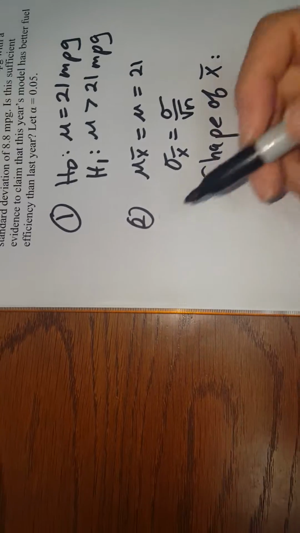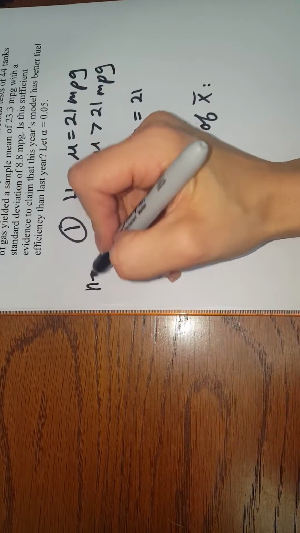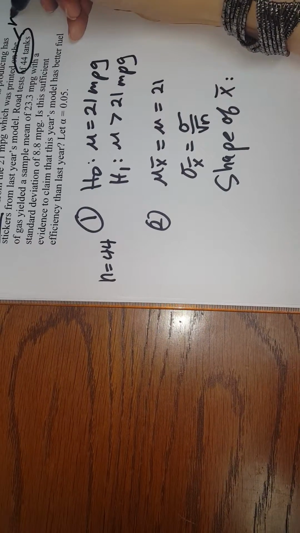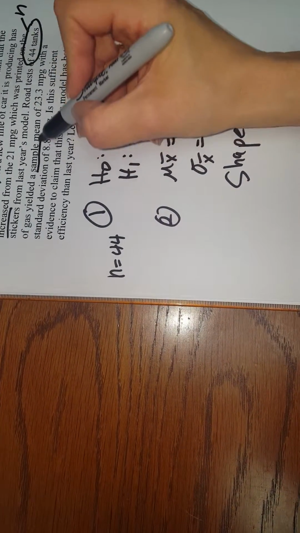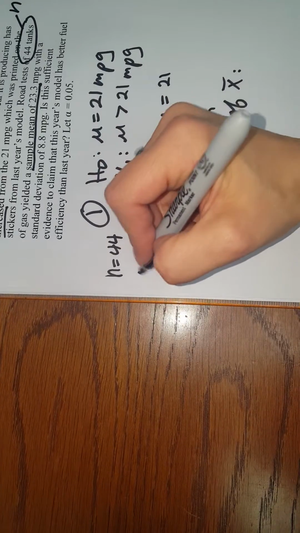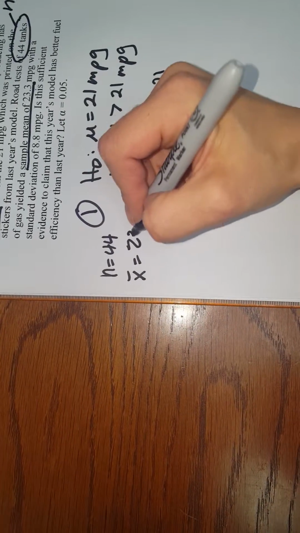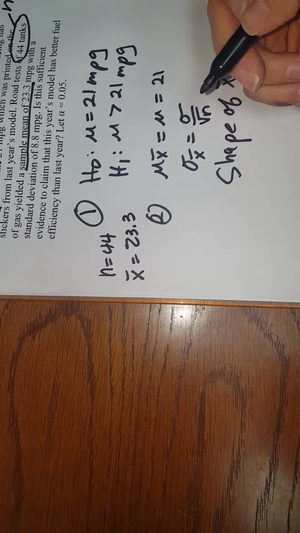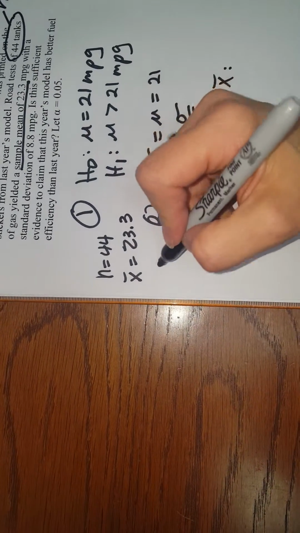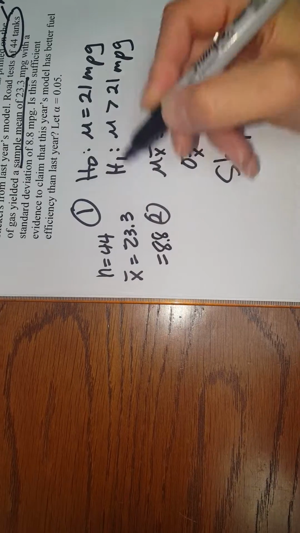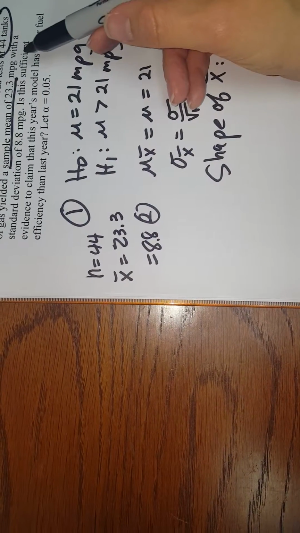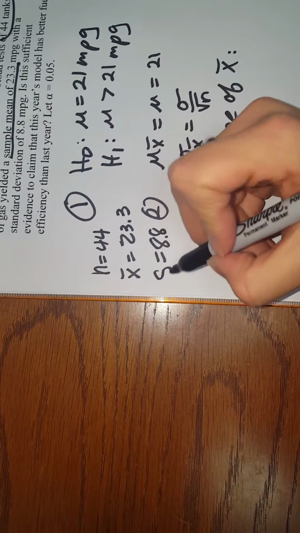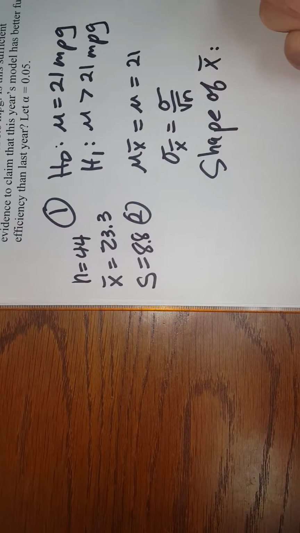If we do a little sidebar and go over what they've given us, they gave us an n of 44. That's our n. They gave us a sample mean of 23.3. And they have a standard deviation of 8.8. Now, that 8.8 miles per gallon is talking about those 44 tanks. So we know that that is a sample standard deviation, not a population standard deviation.